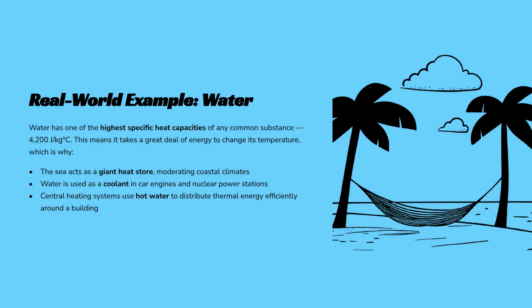Water has one of the highest specific heat capacities of any common substance. This property is vital in the real world. The sea acts as a massive heat store that moderates coastal climates, water serves as a coolant in machinery, and it efficiently distributes heat in central heating systems.